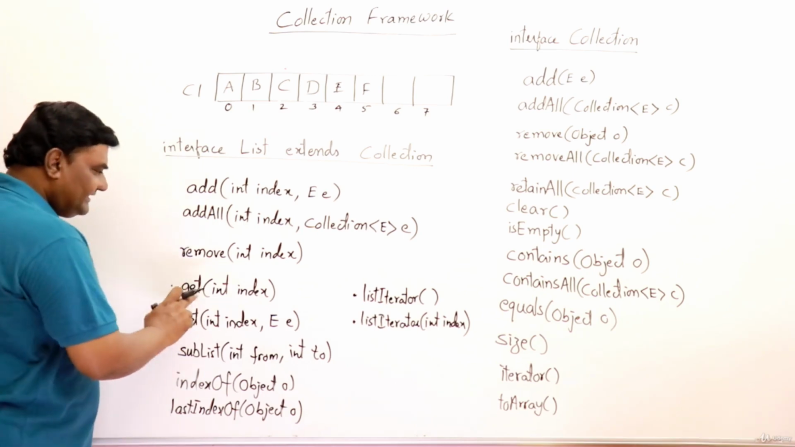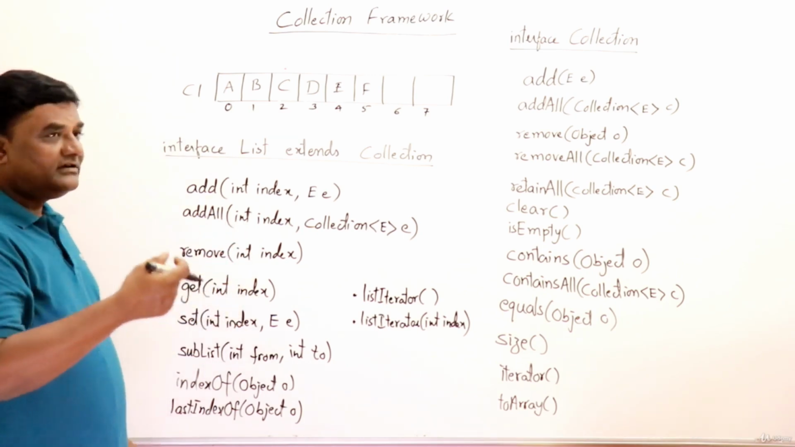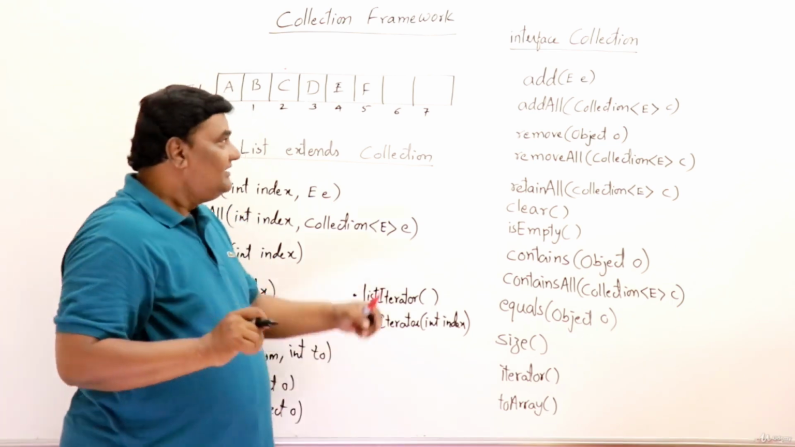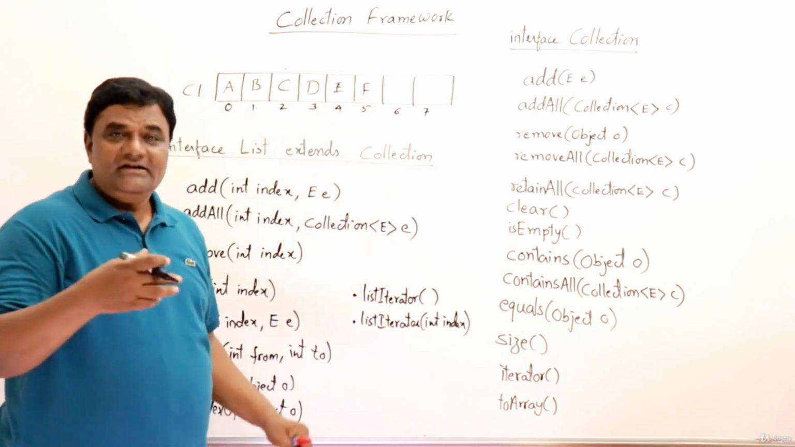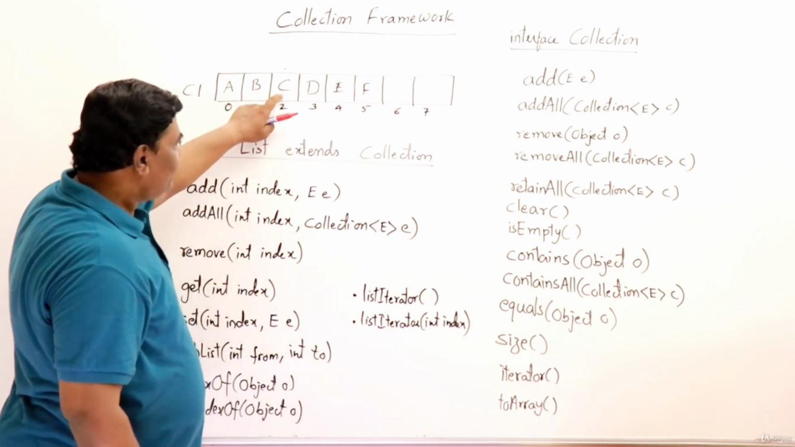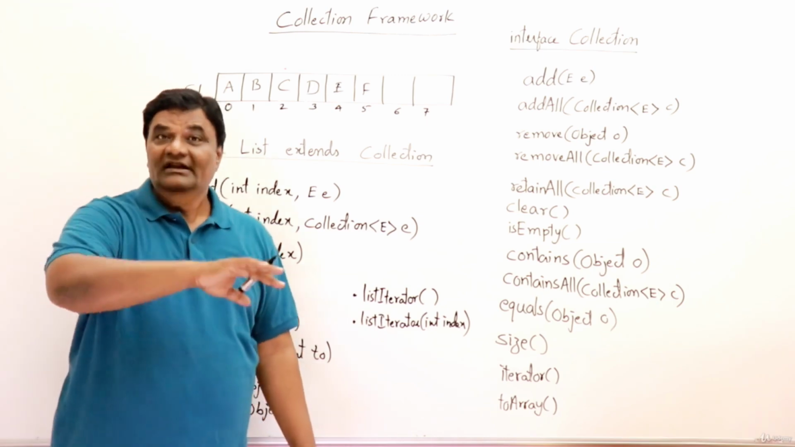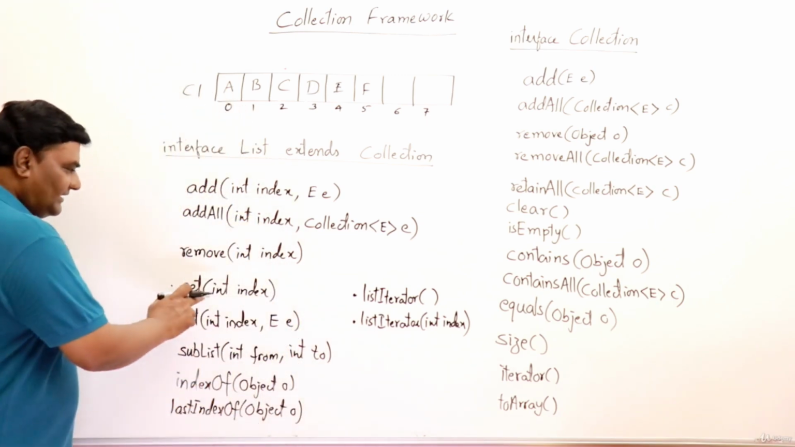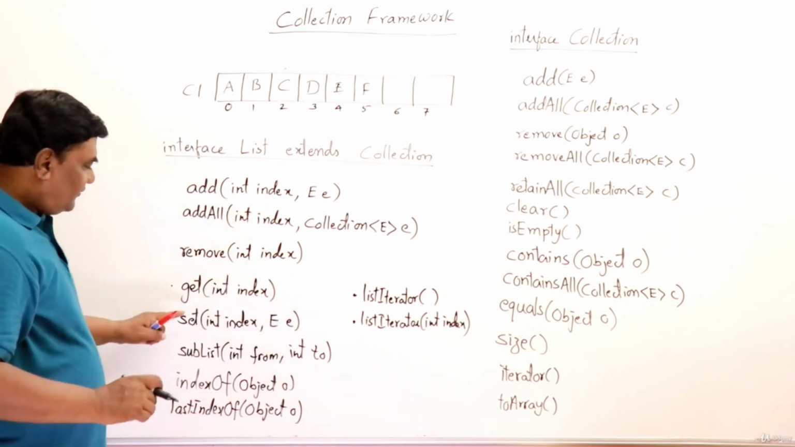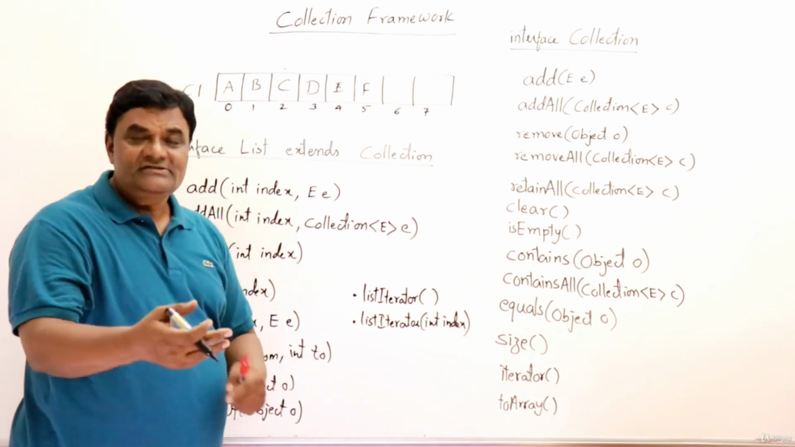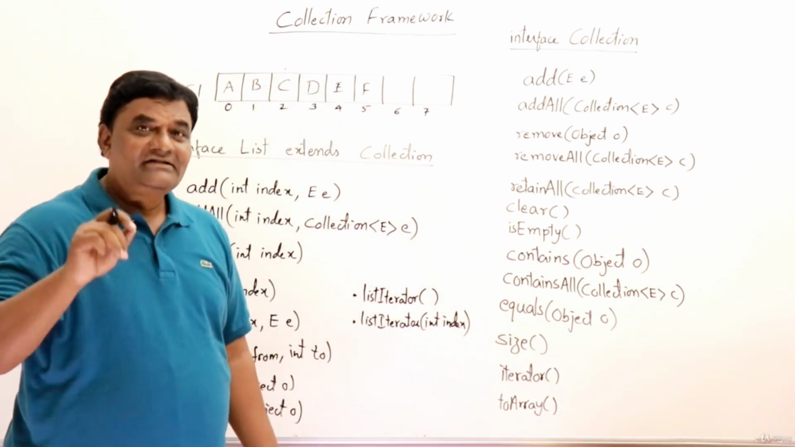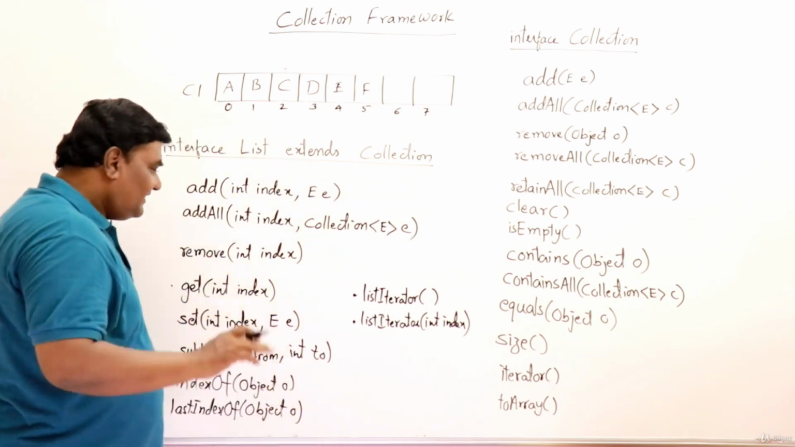Now the next method, get. You can know the object at a given index. I want to know what is there at index 5. At index 5 I have f, so get(5) gives you the object present there. Get(2) gives you the object present here, C. So get will give you the object at a given index. The next one is set(index, object). It will replace the object at a given index. Suppose I want to replace whatever is at index 3 with k.